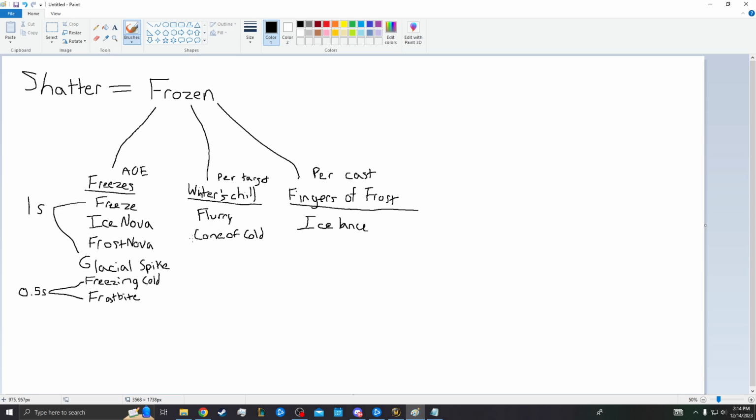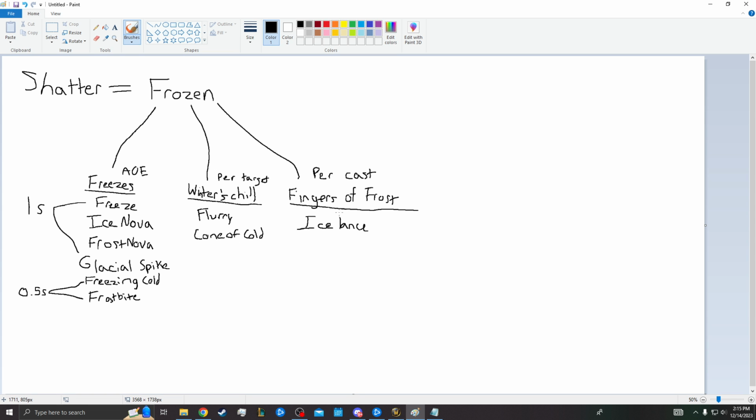And Winter's Chill is our most powerful spell for applying frozen effect because it works for any mage spell and has a 6-second duration. The only downside is it needs to hit all the targets, and with Cone of Cold that can be a little finicky.